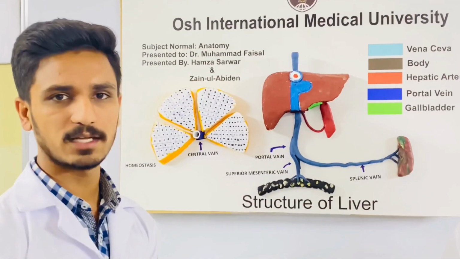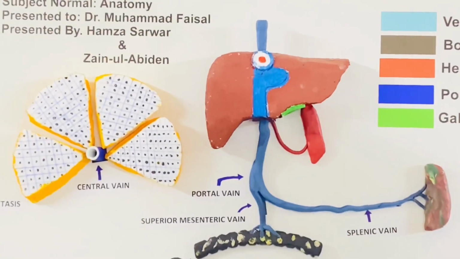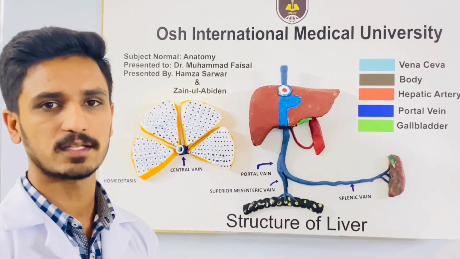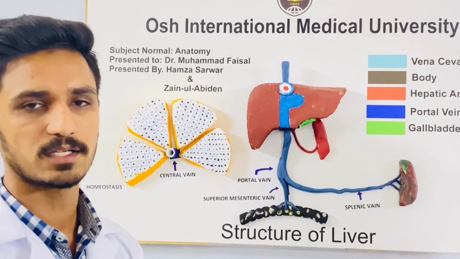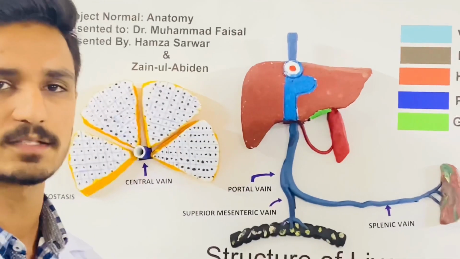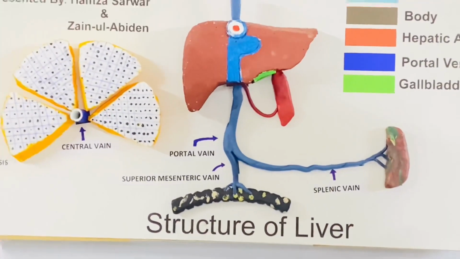The aorta derives from the left ventricle of the heart, and the hepatic artery is basically a branch of the abdominal aorta. The hepatic artery is divided into the right hepatic artery and the left hepatic artery. The right hepatic artery gives blood supply to the right lobe of the liver, and the left hepatic artery will give blood supply to the left lobe of the liver. This gives up to 30% of the blood supply to the liver.